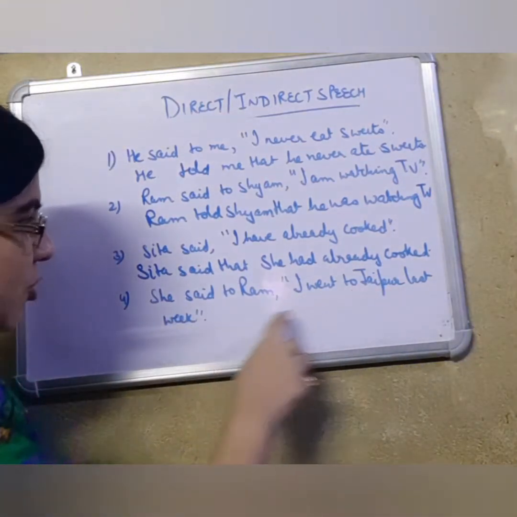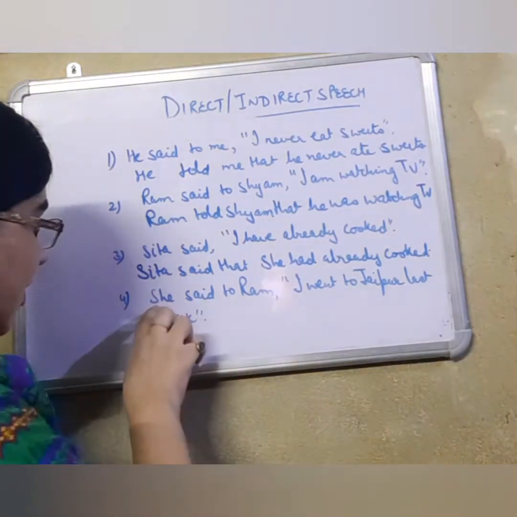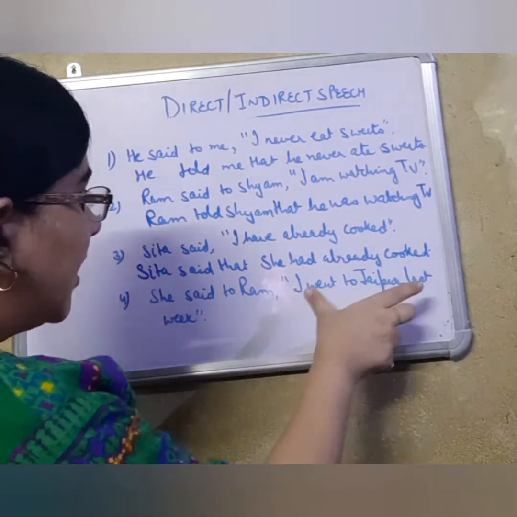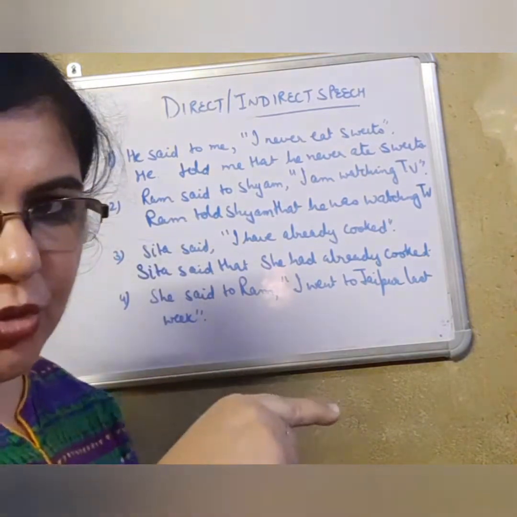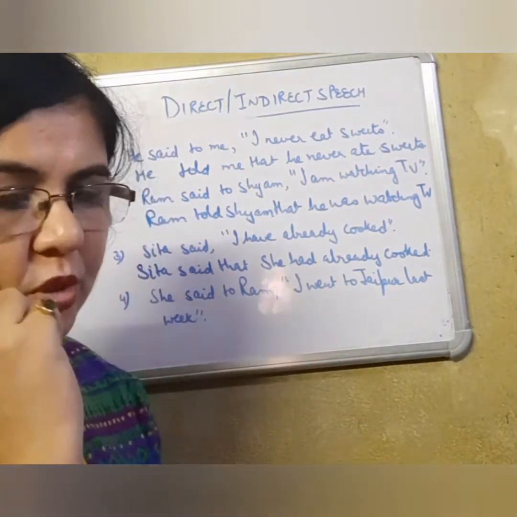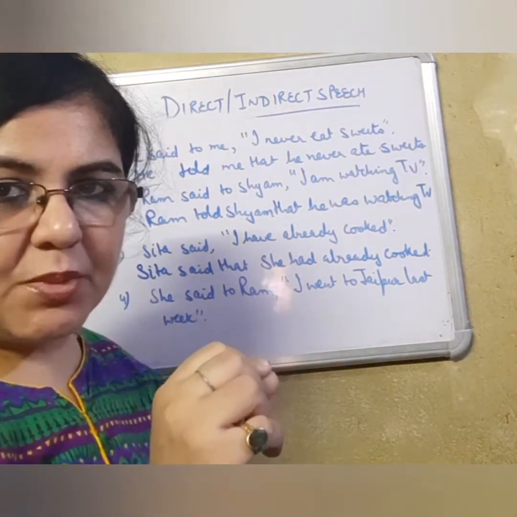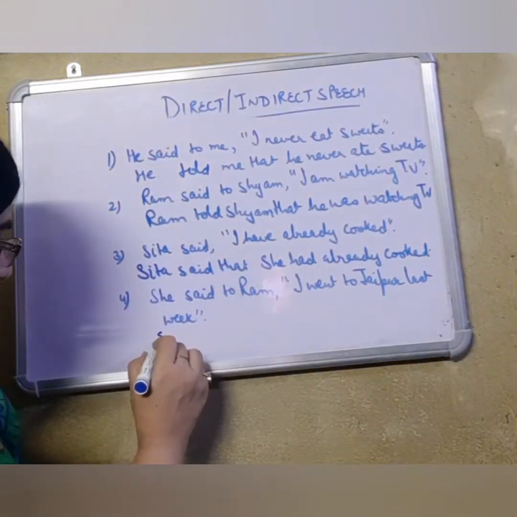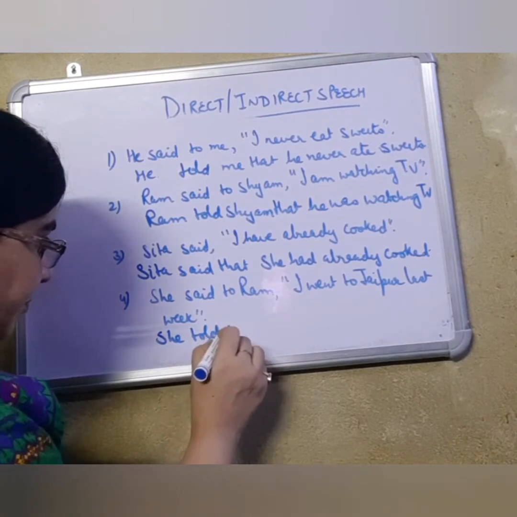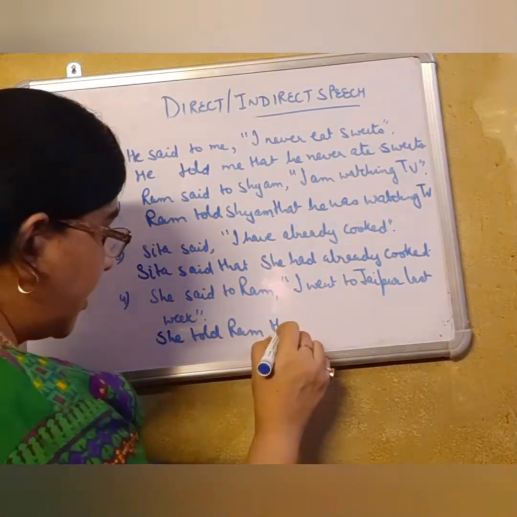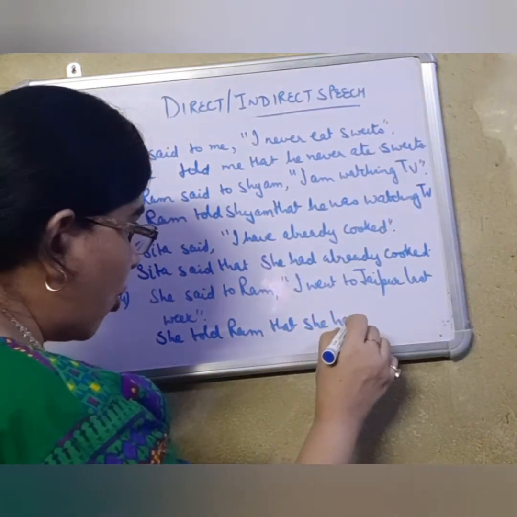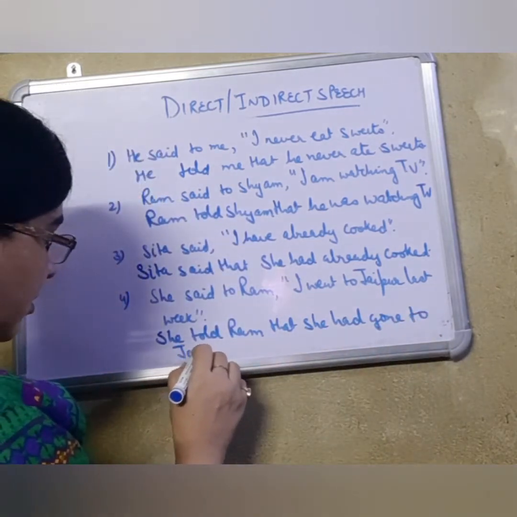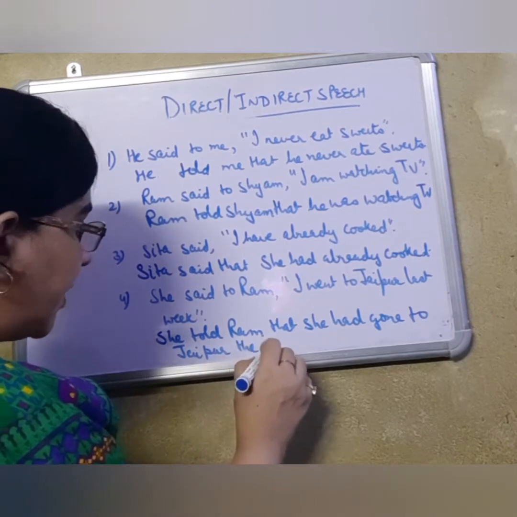She said to Ram, I went to Jaipur last week. Subject is there, object is there, I will be converted according to the subject. This is simple past tense, and as I told you a few slides before, simple past will be converted into past perfect. We will be writing, he told Ram that he had gone to Jaipur the previous week.